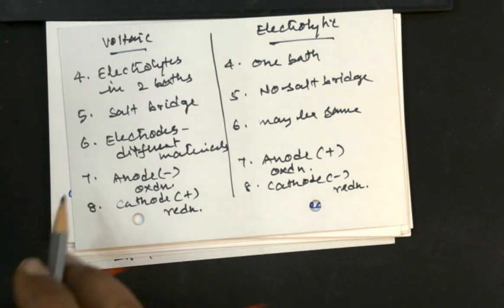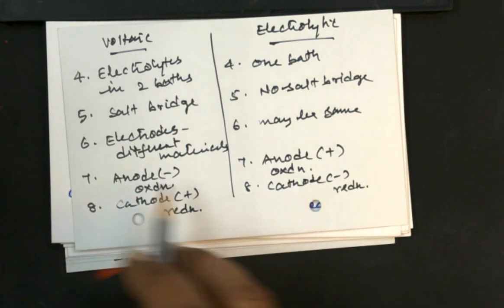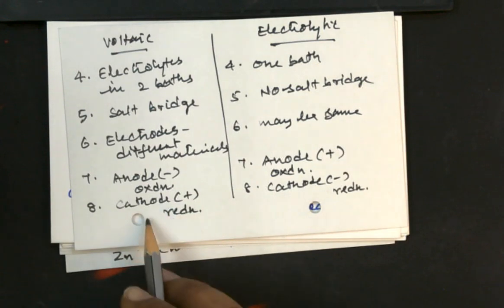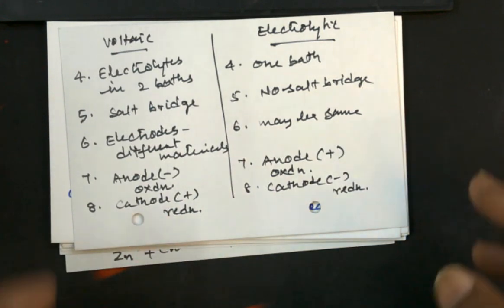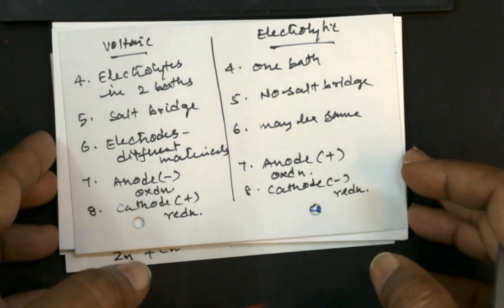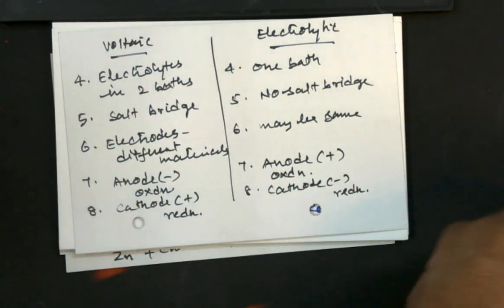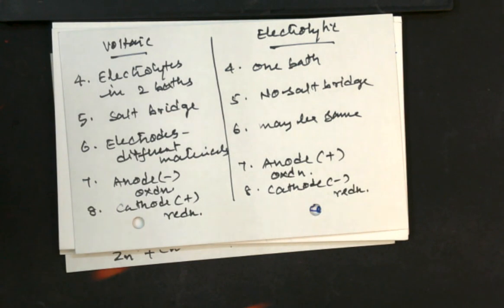Of course, in both the cases, at anode oxidation occurs, at cathode reduction occurs, okay. So this is regarding the comparative study, that is, comparison between voltaic cell or galvanic cell or electrochemical cell versus electrolytic cell, right?